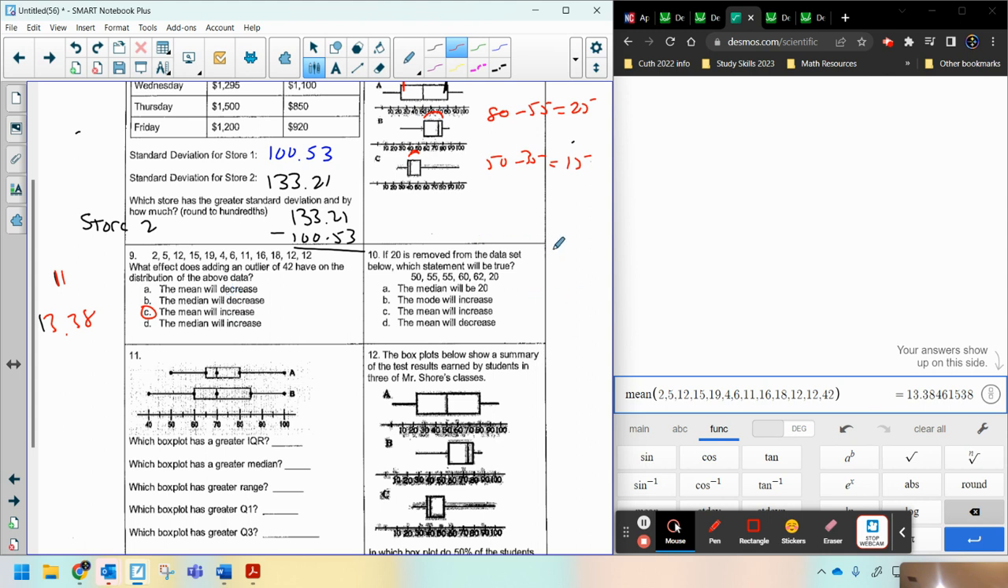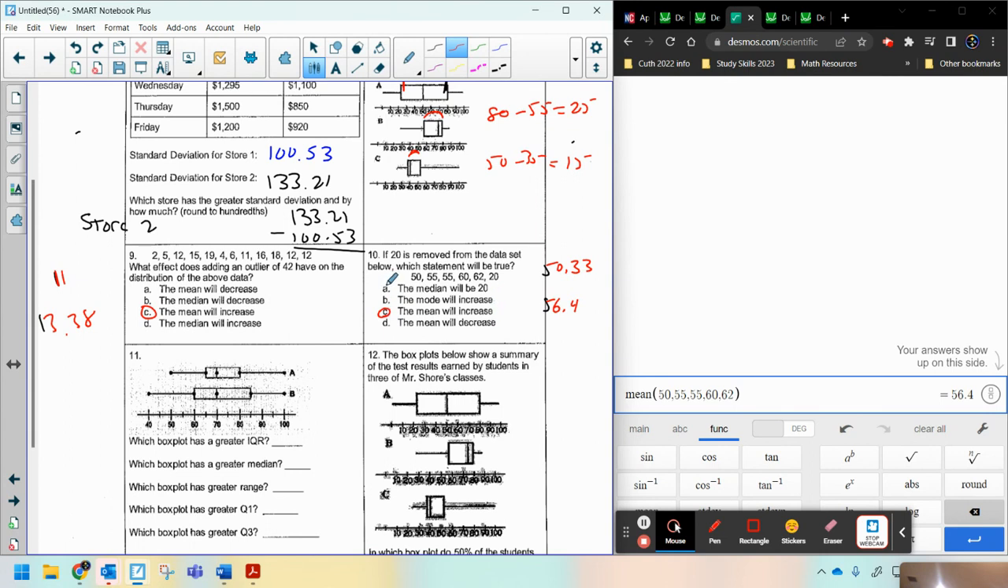Number 10, if 20 is removed from this data set, which statement will be true? All right, should we test it out? All right, let's see what happens with this. So we'll go 50. All right, so with 20 in, we have a mean of 50.33. And then if we take the 20 out, we have a mean of 56.4. So if we remove it, the mean will increase. The mean is going to increase.